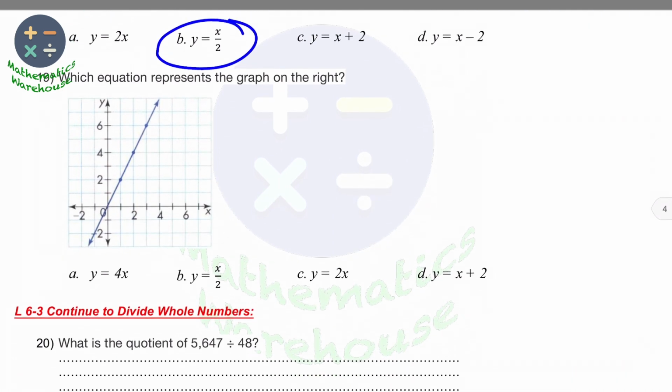Next question. Which equation represents the graph on the right? Look at this graph. This point is (1, 2). This point is (2, 4). This point is (3, 6). The y is 2 times x. So the answer is C. y equals 2x.